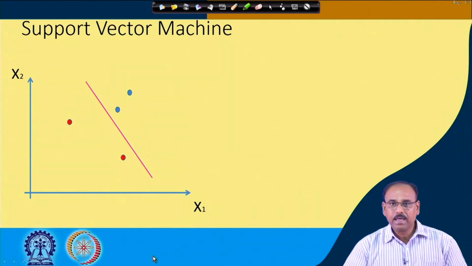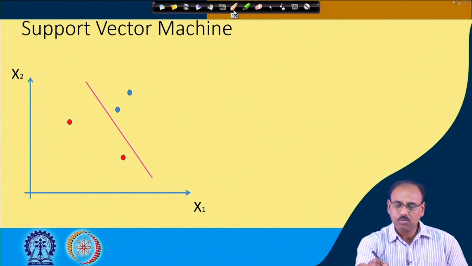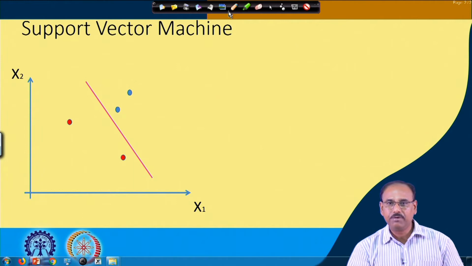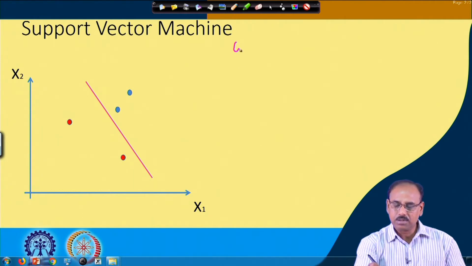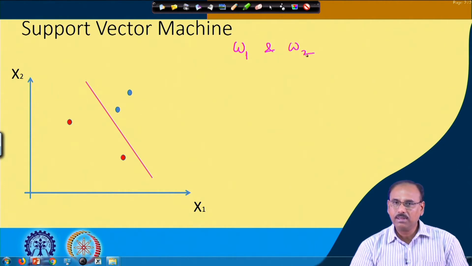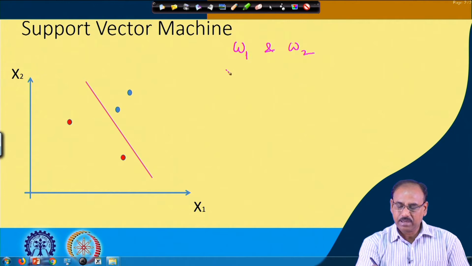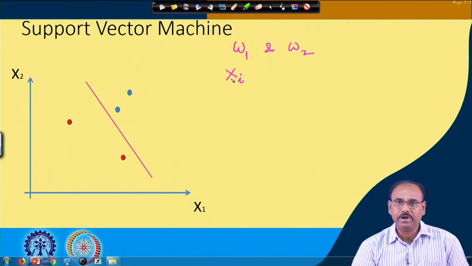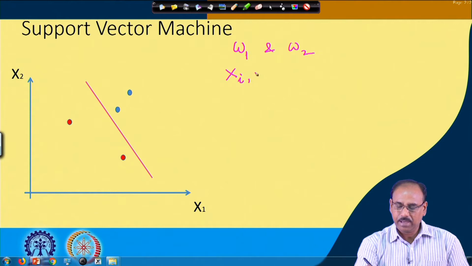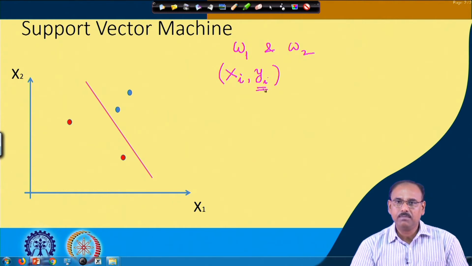So, we will again assume a two class problem. We have the feature vectors given from two classes omega 1 and omega 2. And all the training vectors, we assume, are given as labeled pairs, in the sense that the ith training vector x I will be given as a pair x I, y I, where this y I indicates the label.